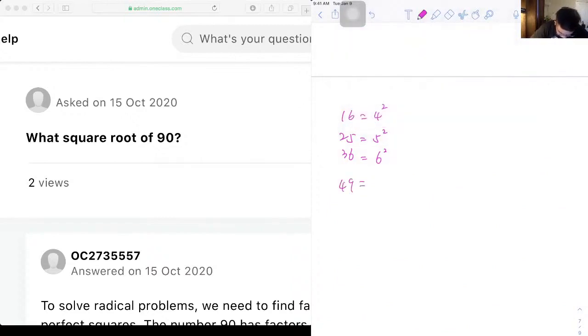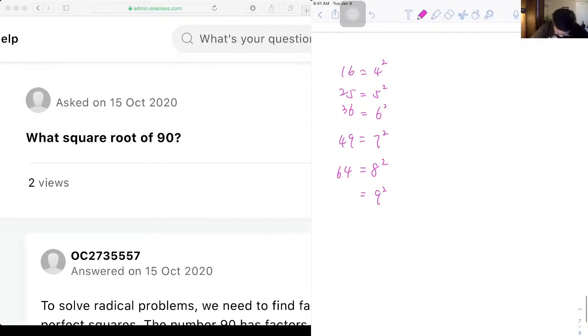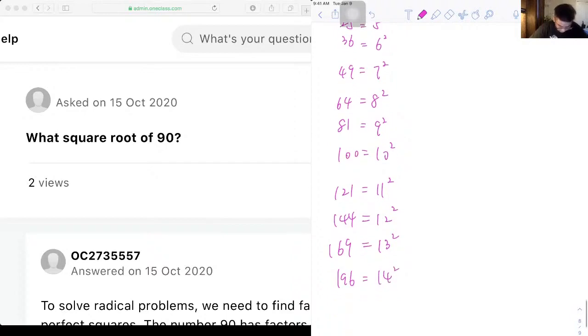So we have 49 is equal to 7 squared, and 8 squared is equal to 64. 9 squared is equal to 81, 10 squared is equal to 100, 11 squared is equal to 121, 12 squared is equal to 144, 13 squared is equal to 169, 14 squared is equal to 196, and 15 squared is equal to 225.